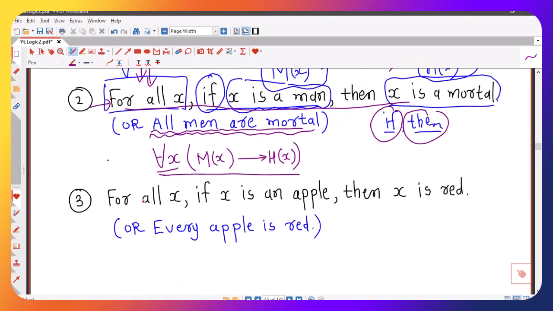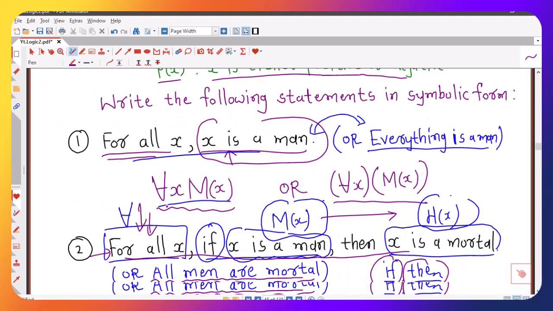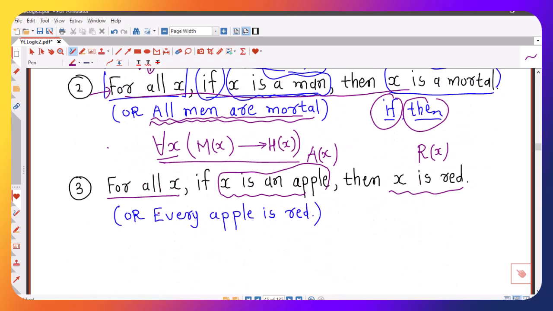The third one is similar to this. Here we have for all x and a conditional statement. If x is an apple, then x is red. For x is an apple our notation is Ax, and for x is red our notation is Rx. That is given here. We have denoted x is an apple by Ax, and x is red by Rx, and this is for all x. In other words, we can write it this way also: every apple is red.